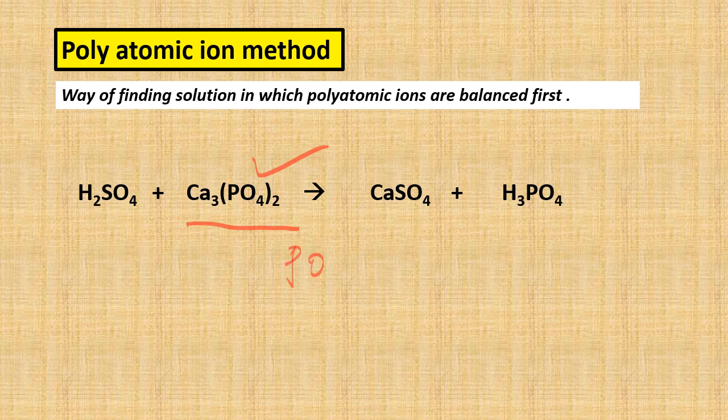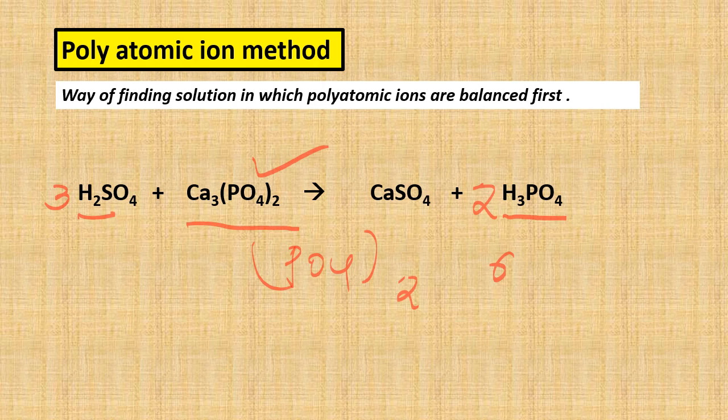So there are two phosphate ions present in the reactant side, but there is a single phosphate ion in the product side. So in order to balance phosphate ions, we need to put 2 in front of H3PO4. Now phosphate is balanced. Now go to hydrogen. There are 2 hydrogen atoms present in the reactant side, but there are 6 hydrogen atoms present in the product side. So in order to balance hydrogen atoms, we need to put 3 in front of H2SO4.